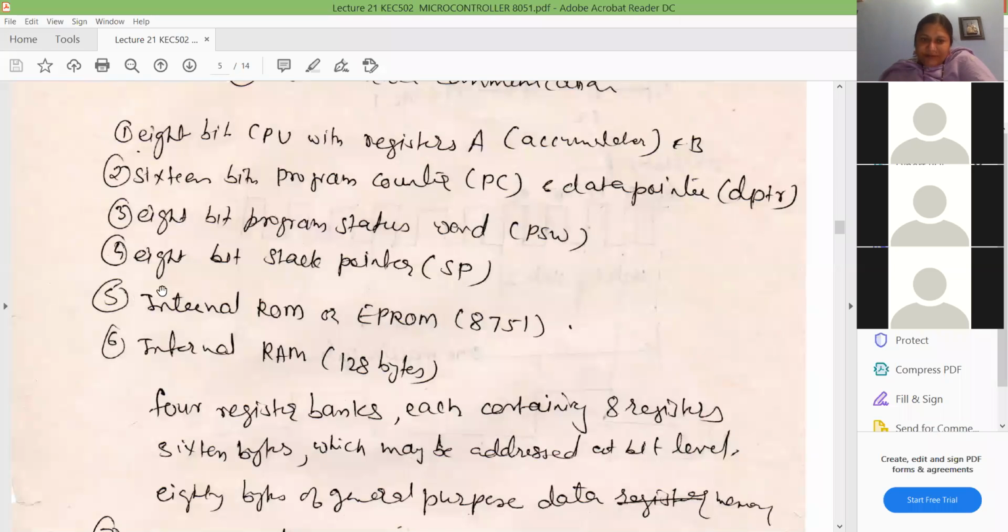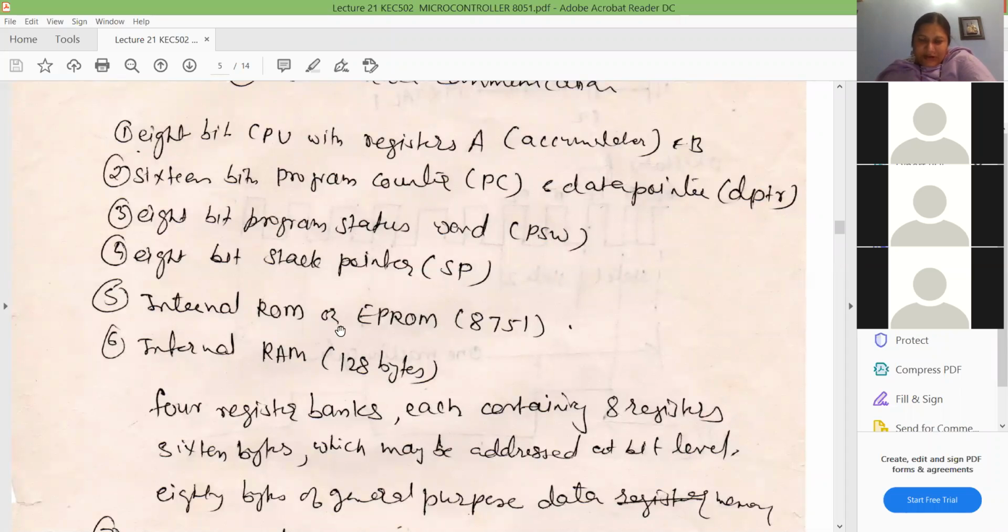Why stack pointer is 8-bit over here? Because the internal RAM is of less capacity, 128 bytes only. Generally we assign the stack pointer in RAM location. And in 8085, you have 64 kilobytes of memory. So you can have 16-bit stack pointer. But here, because your internal RAM is of 128 bytes, so you have only 8-bit stack pointer. So, program counter and data pointer, these are two 16-bit registers, rest all are 8-bit.